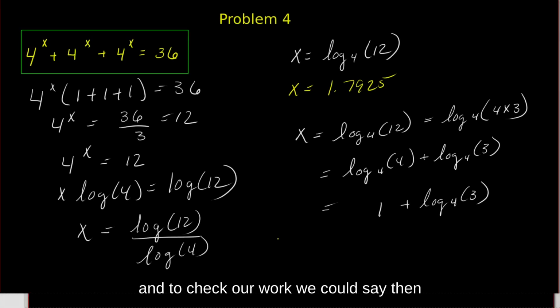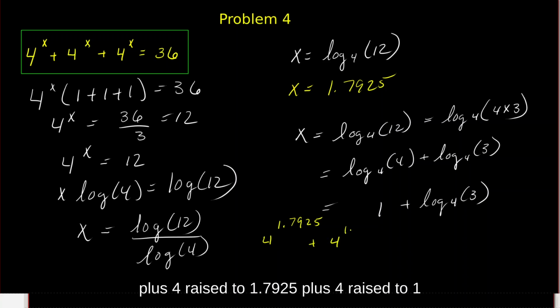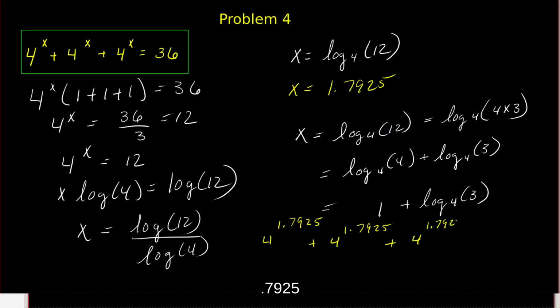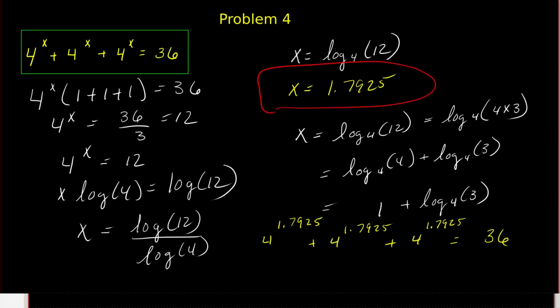And to check our work, we can say then that 4 raised to 1.7925 plus 4 raised to 1.7925 plus 4 raised to 1.7925. Okay, if I put this in a calculator, it gives me 36. So we know that this is a valid answer.